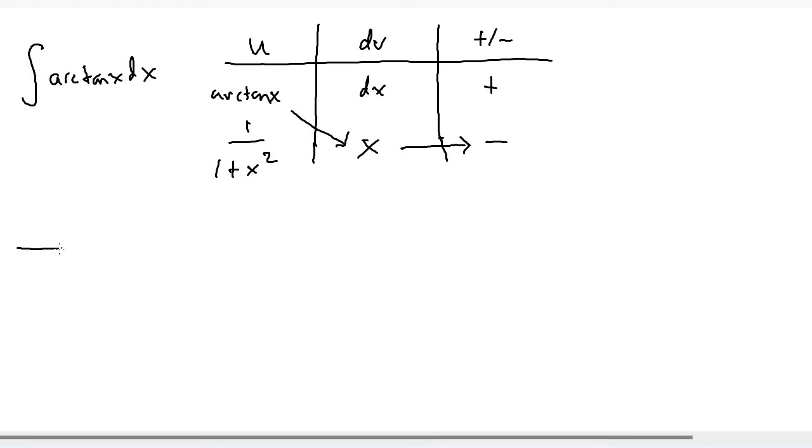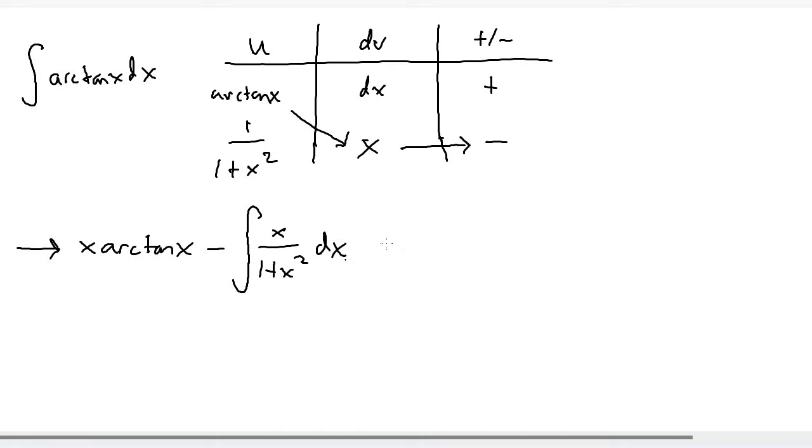So now when I plug it in, I have arctan of x multiplied by x. Let's write x arctan x, and there's a minus, so minus, and for the last row we always put it under an integral, and we multiply those two. So we have the integral of x times 1 over 1 plus x squared, or we can just call it x over 1 plus x squared dx.